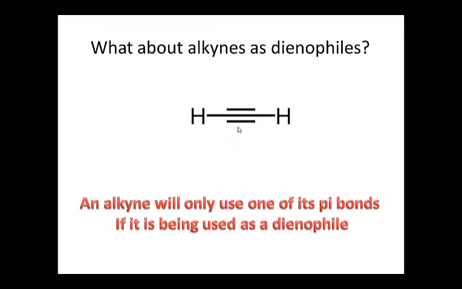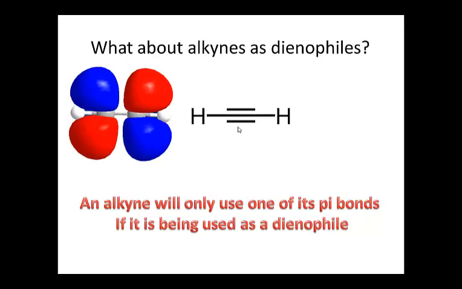So what happens if we use a triple bond as a dienophile? Well, the triple bond is made up of one sigma and two pi bonds, but when it reacts as a dienophile, only one of the pi bonds is actually going to be used. All right, so the alkyne is only going to use one of its pi bonds if it's being used as a dienophile.